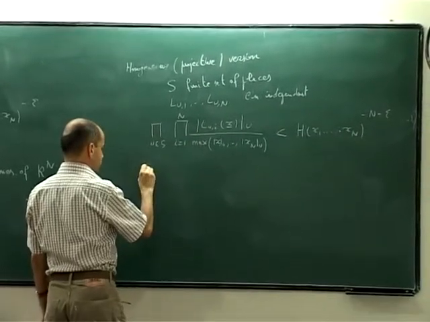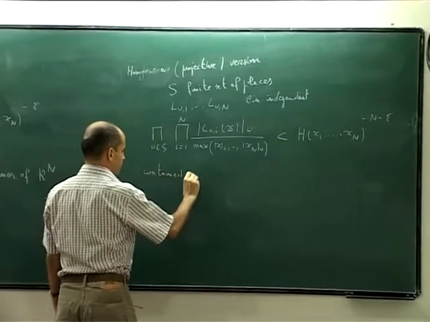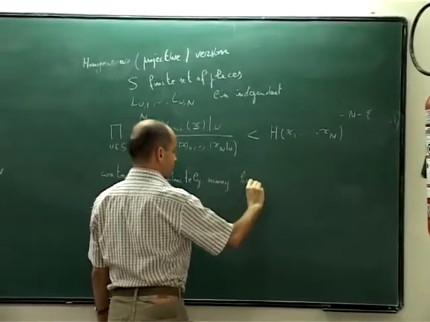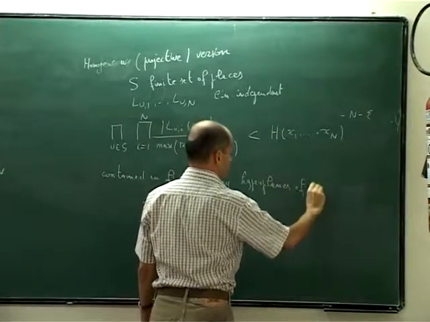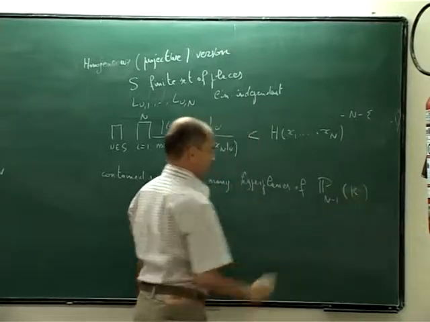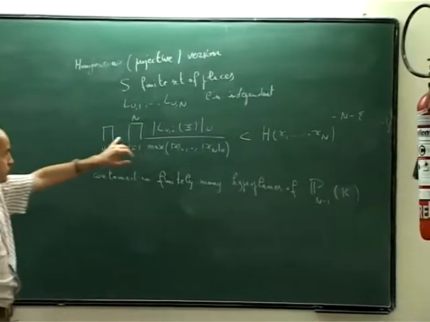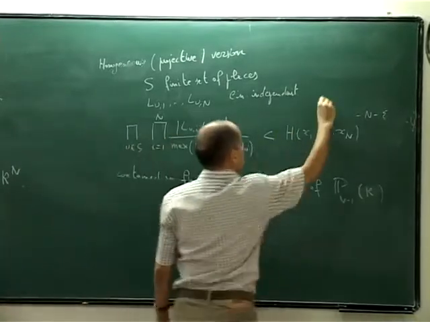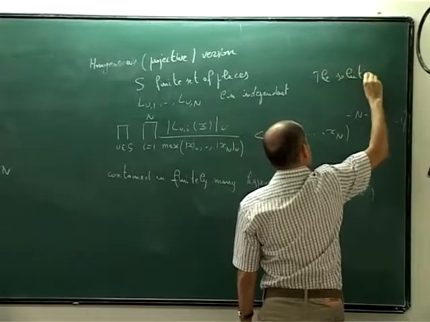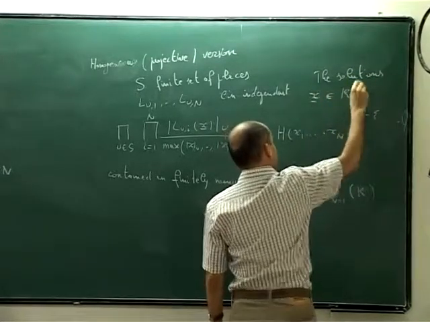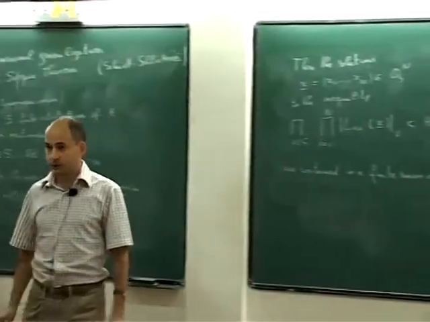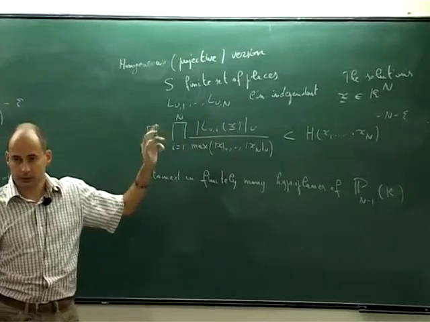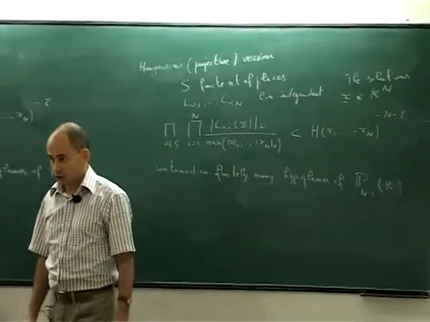The solutions are contained in finitely many subspaces of dimension n minus 1. Okay. And the solutions are in K^n. The solutions don't need to be with integral coefficients, as we observe that we can multiply by a constant, and both terms remain unchanged.